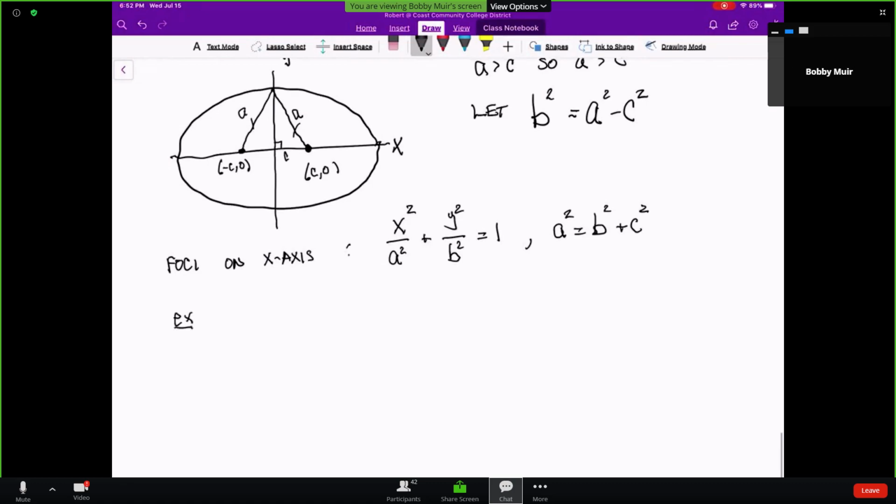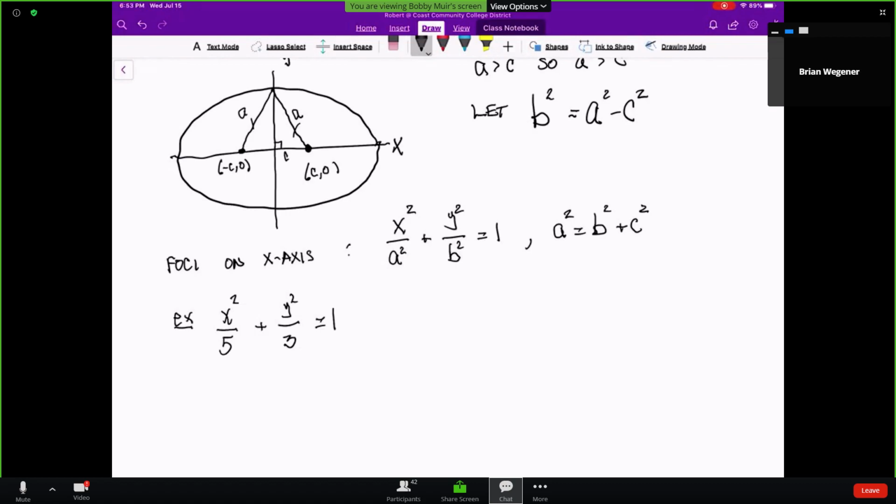Okay, so if I gave you this: x squared over 5 plus y squared over 3 equals 1, let's see if we can figure out where the foci are.